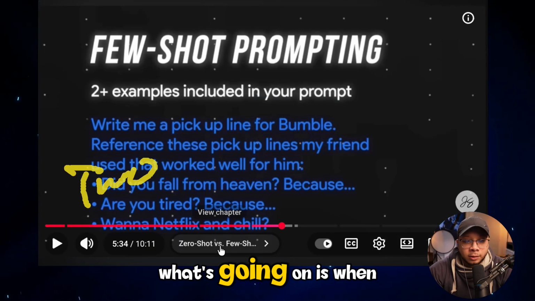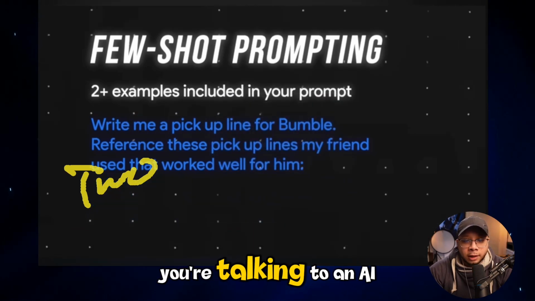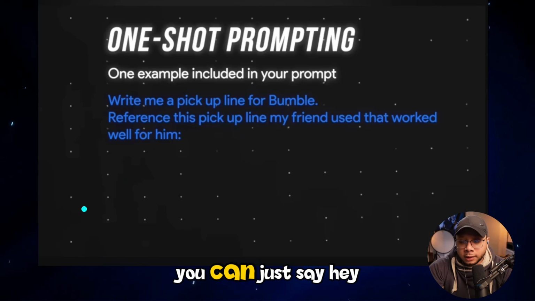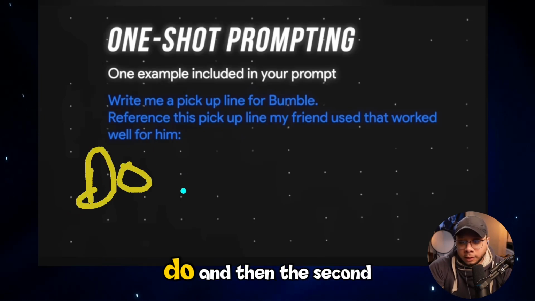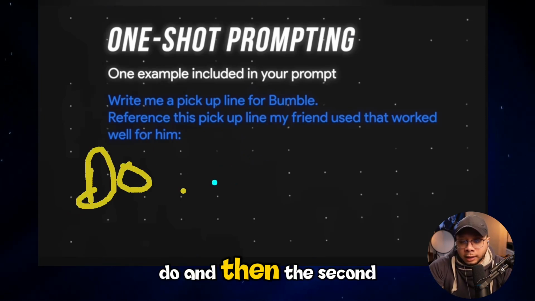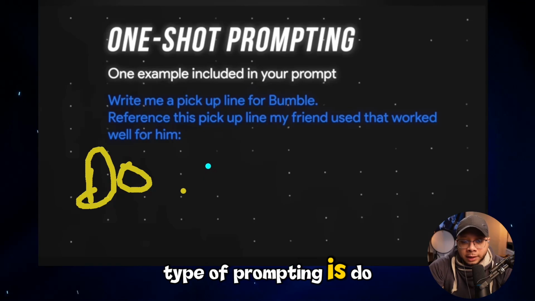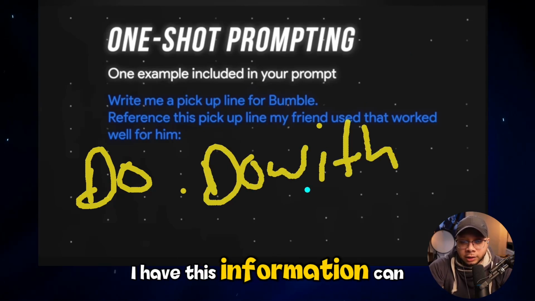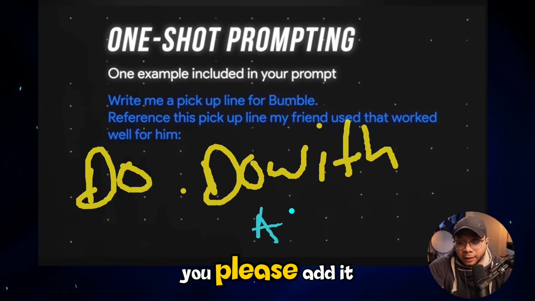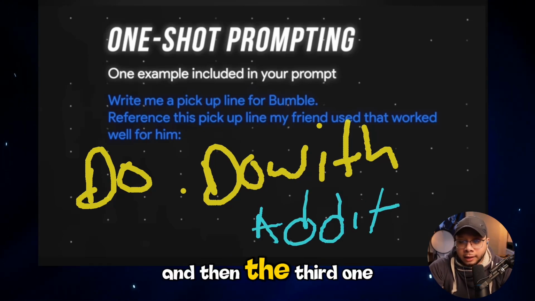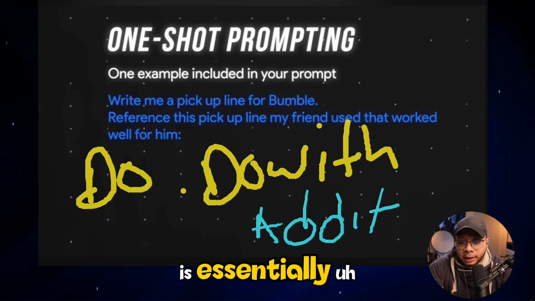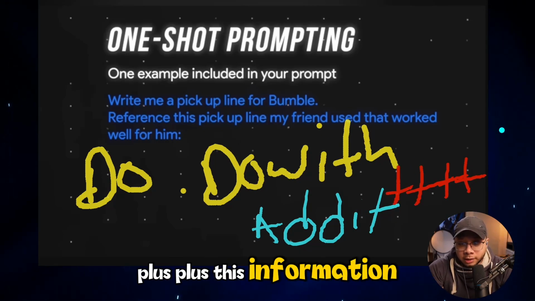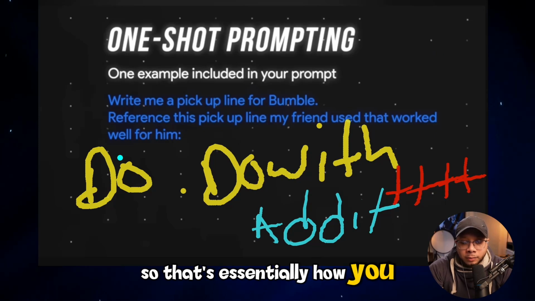So essentially what's going on is when you're talking to an AI, you don't have to give it any information. You can just say, hey, do. And then the second type of prompting is do with. So it's like, hey, I have this information, can you please add it? And then the third one is essentially do with, add, plus this information. So that's essentially how you prompt.